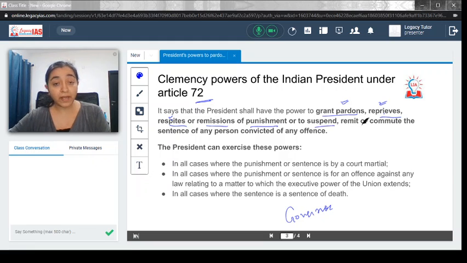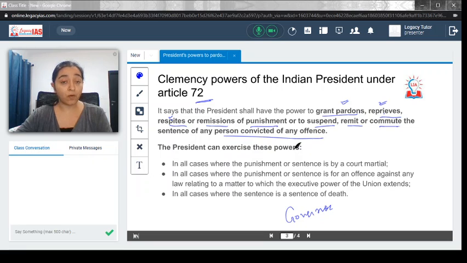Also, he could suspend, remit or commute the sentence of any person convicted of any offense. So he could suspend, or he could remit it, or he could commute it. All these three options in terms of sentences of any person are also available to the President. So this is the pardoning power. Go back to your Lakshmikant, you will see that under 5 categories he has divided the powers of the President. So you will learn pardon, then commute, reprieve, respite and remission. These are the powers which are provided to the President of India.